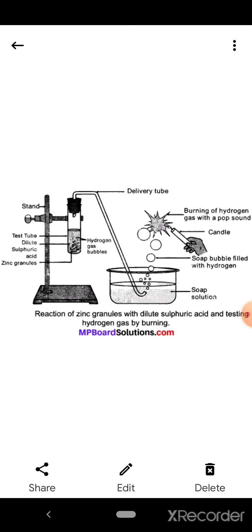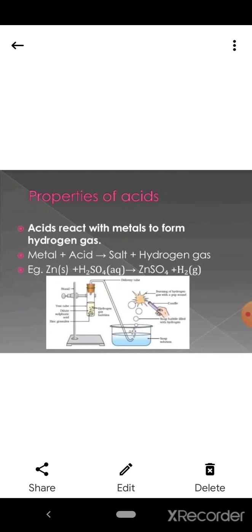Now see, in this case you will find that when you react any acid with it, means HCl, HNO3 or CH3COOH, the metal in the reaction displaces hydrogen from the acids, and hydrogen gas is given out. The metal combines with the remaining part of the acid and forms a compound called a salt. Thus the reaction can be written as acid plus metal gives salt plus hydrogen gas.